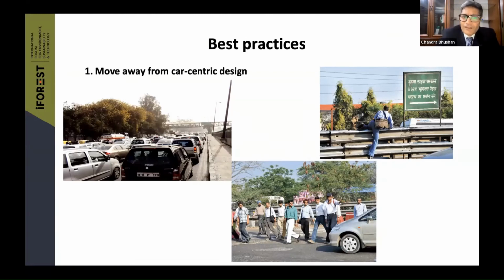So to move away from a car-centric design, the first principle is that the right on road should be of people and not of car. If you give the first right to the car, then this is how your city is going to look like, where people will have to jump the fence, people have to take overhead bridge, and the car will occupy all your road space with very little space for walking and cycling and other things. Now, we will have to move away from car-centric design to a people-centric design.